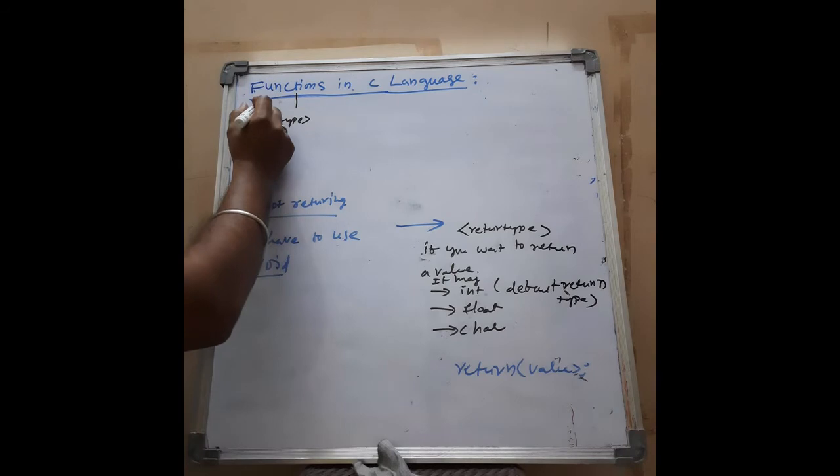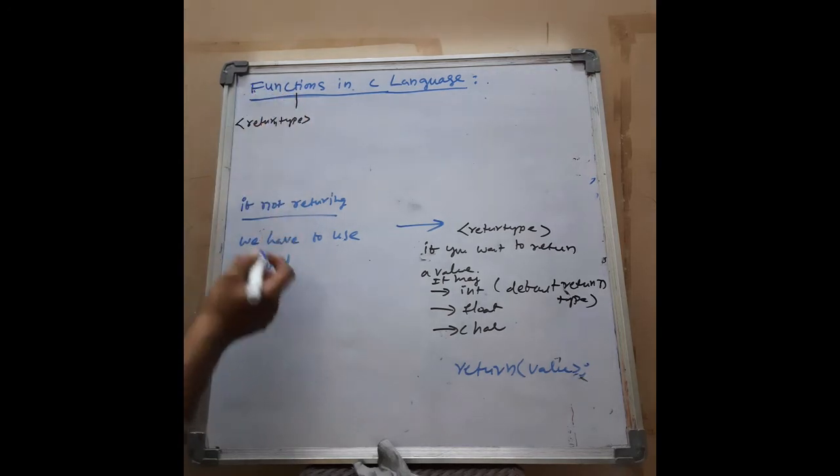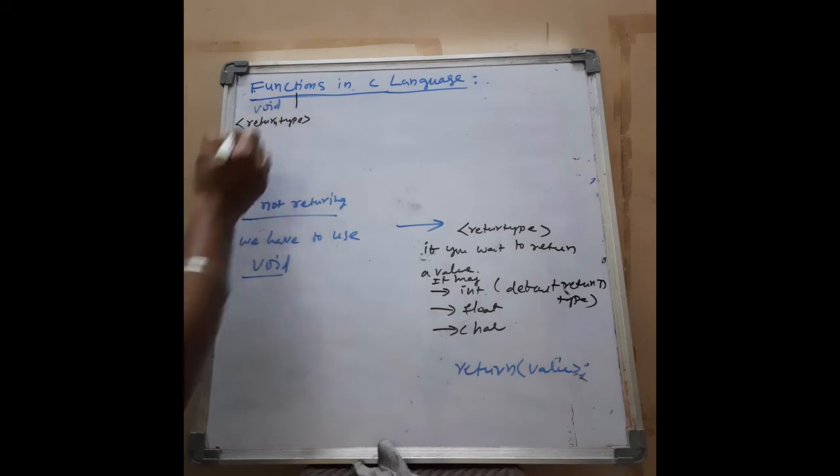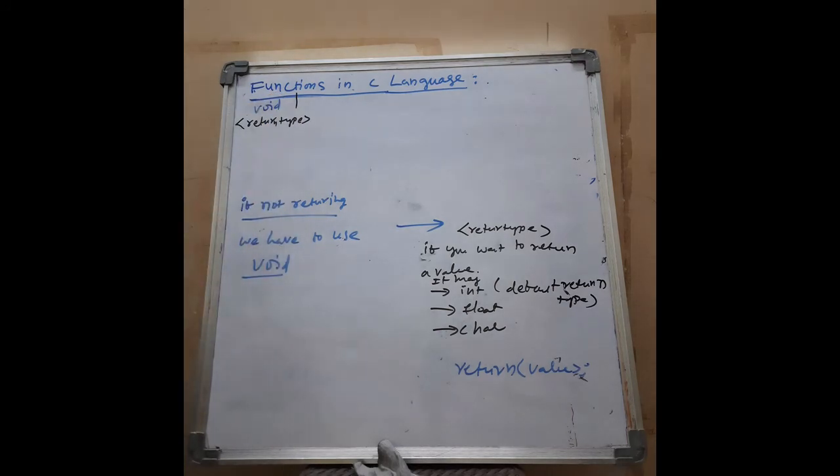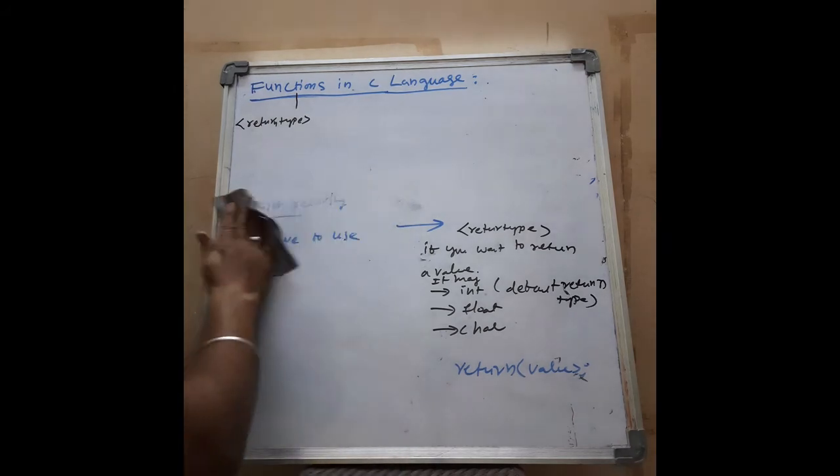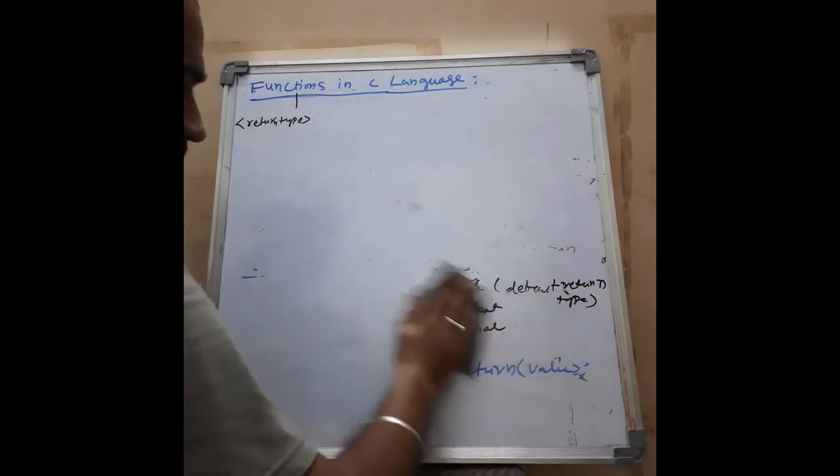In case the return type is int, it is for integer type. If you mention float, it returns a float. If you don't want to return any value, we have to mention void. If you mention void, it means this function won't return any value to the main program. So, with return and without return.